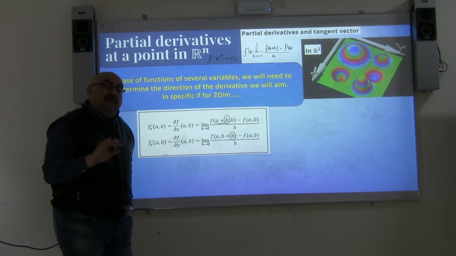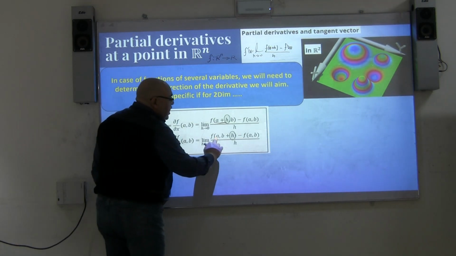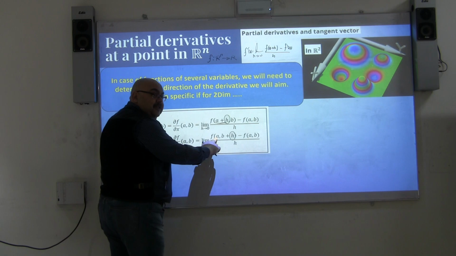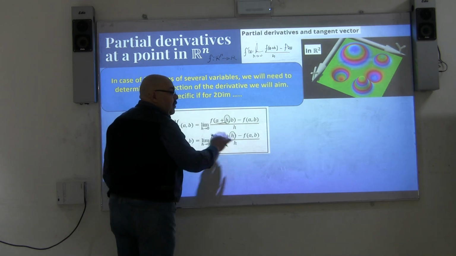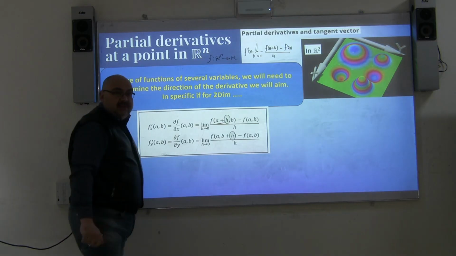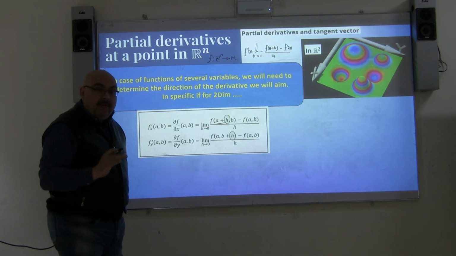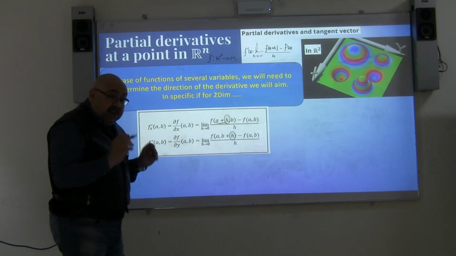But if I want to make the derivative with respect to y, in this case, the x direction will remain the same, but h will be added to the y direction. So it's going to be b plus h minus b, as you can see. It's a generalization of this law. Are you with me, Omar? Okay. Is it clear for you?